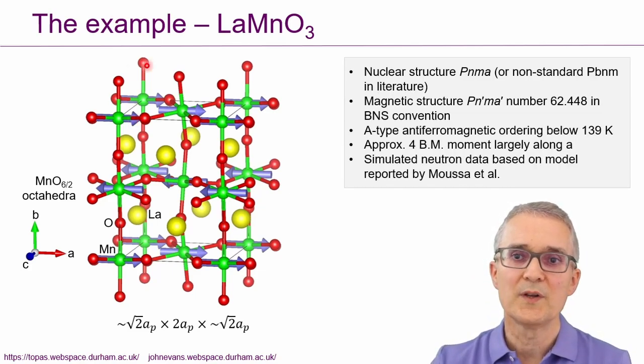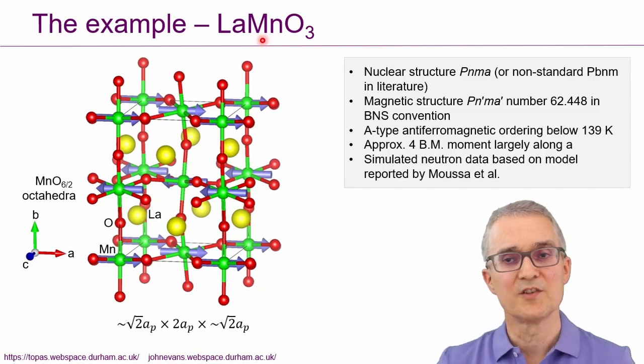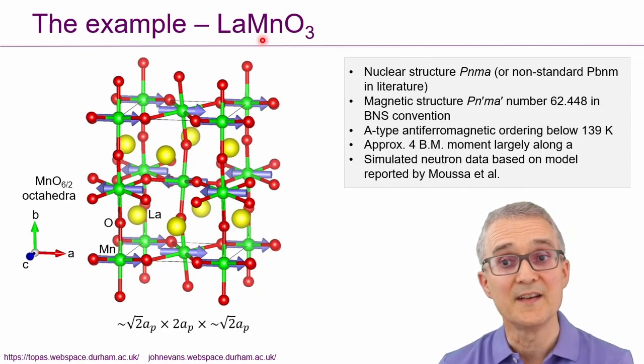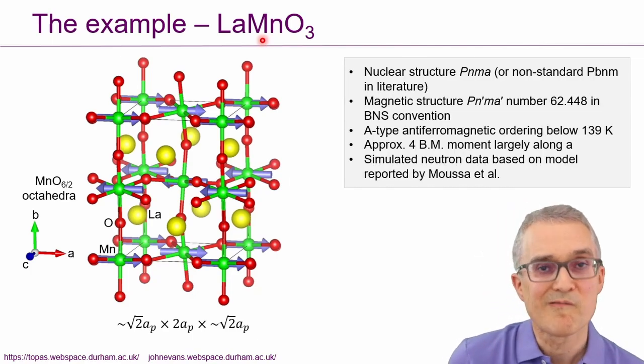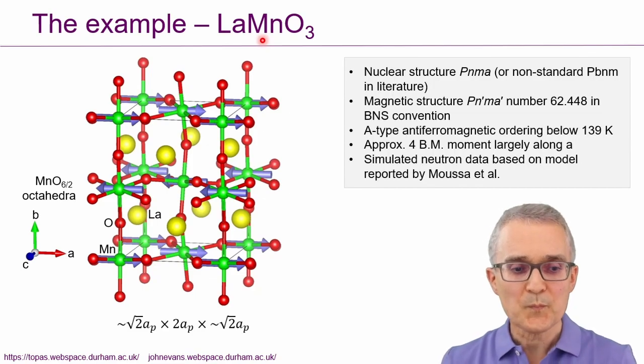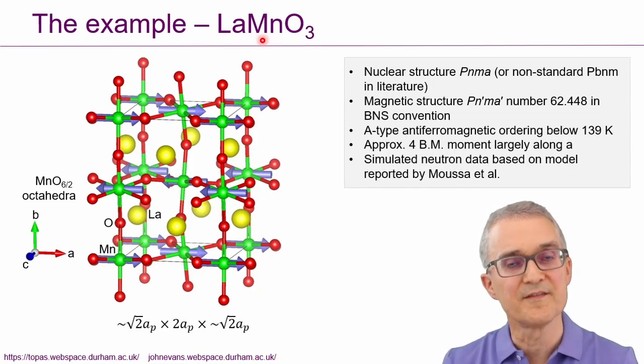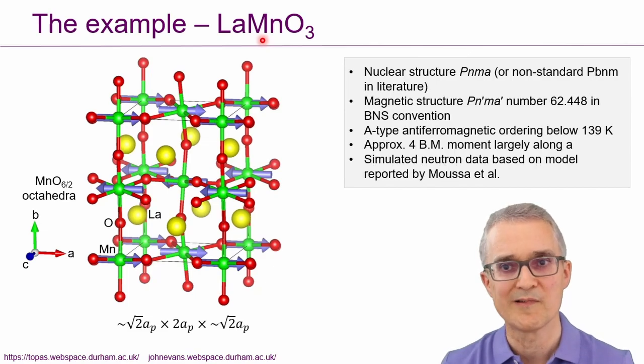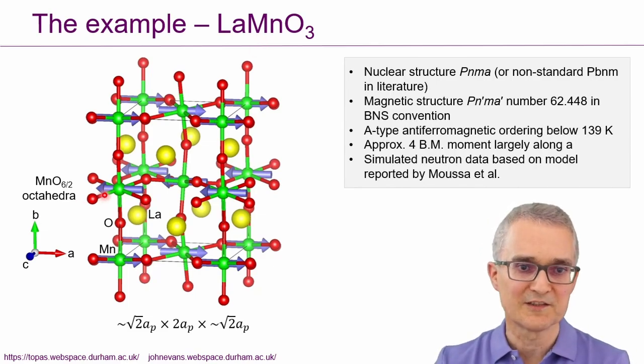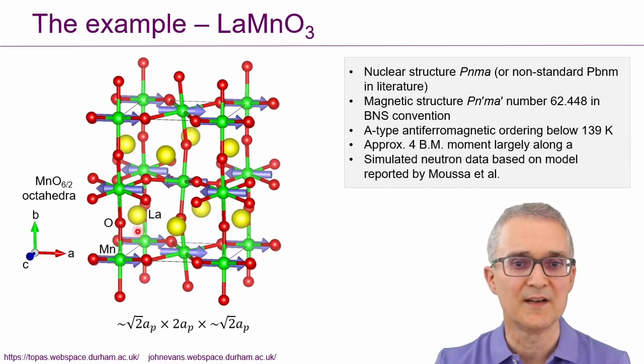So the example we're going to look at is the magnetic structure of lanthanum manganese oxide. So this is a perovskite material that's part of the family of GMR materials, giant magnetoresistive materials. It's a very important perovskite material. So this is the structure of lanthanum manganese oxide on the left of the screen.